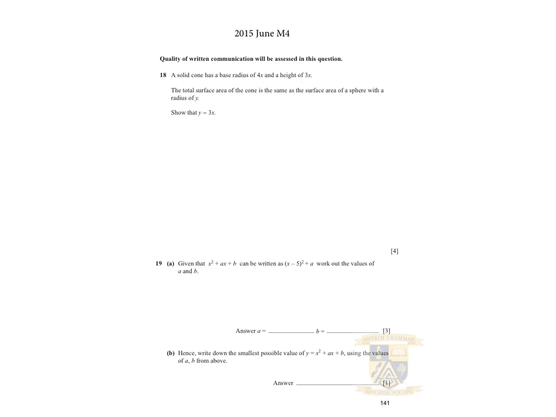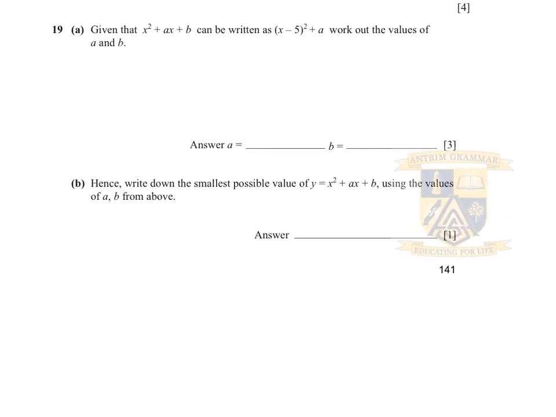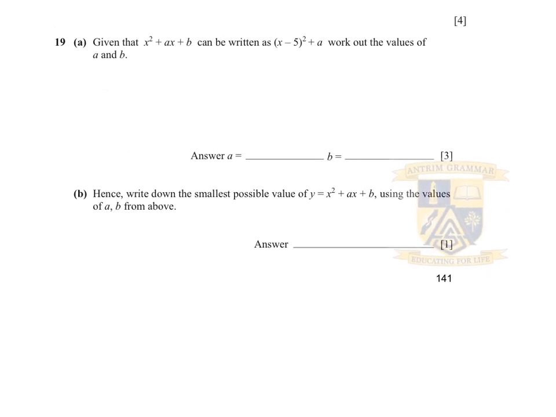This is M4 June 2015, question 19. Given that x squared plus ax plus b can be written as (x minus 5) squared plus a, work out the values of a and b.